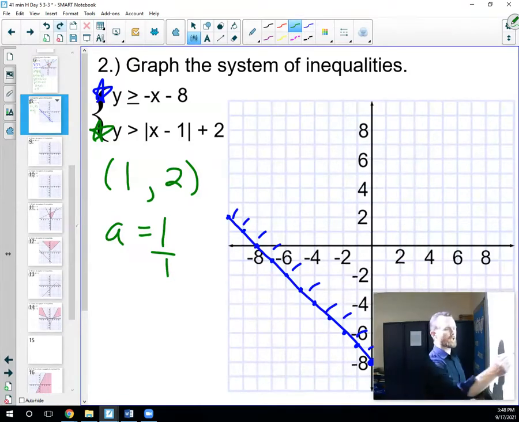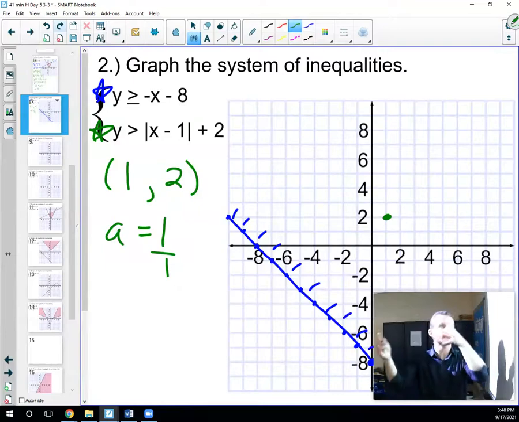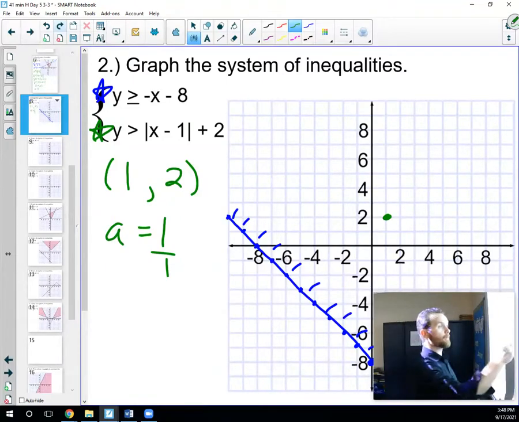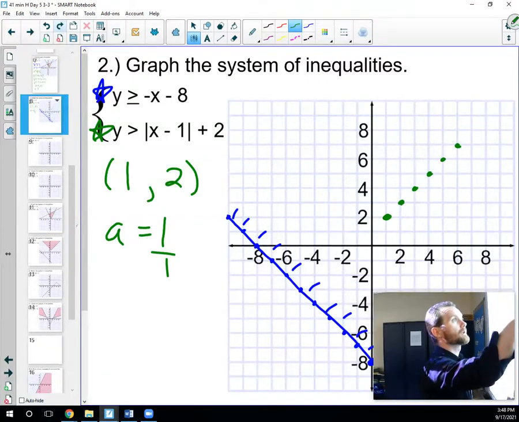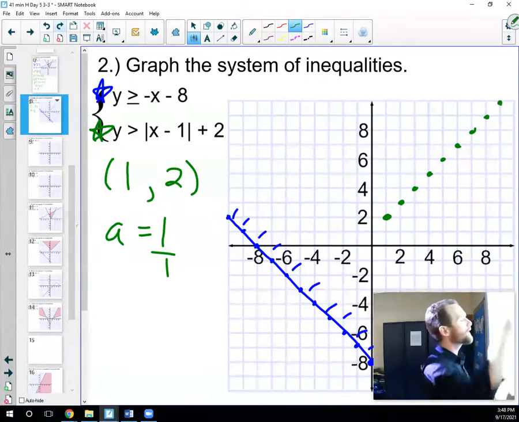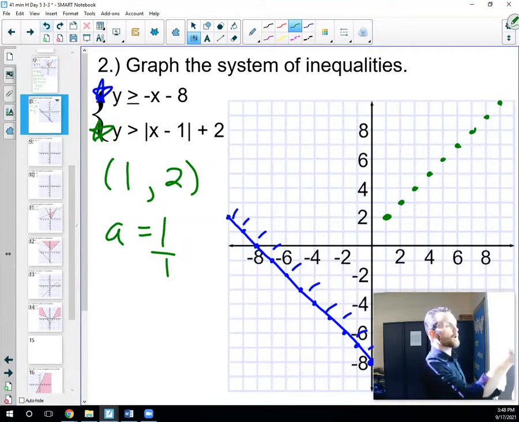All right, so I'm going to graph my vertex, 1 and 2. Again, that's the vertex. That's the point of the V. So this is sort of going to be where our mirror is when we're looking for the reflection, the mirror image of the V. Now I'm going to go up 1 over 1 for our a value, up 1 over 1 as many times as I can. And then we go back, and we don't reverse it to get a line going this way. It's going to be a V. It's got to bounce up to the other side. So I go up 1, left 1.